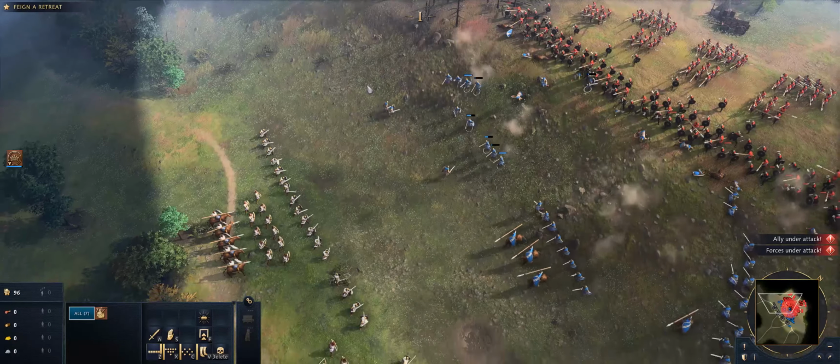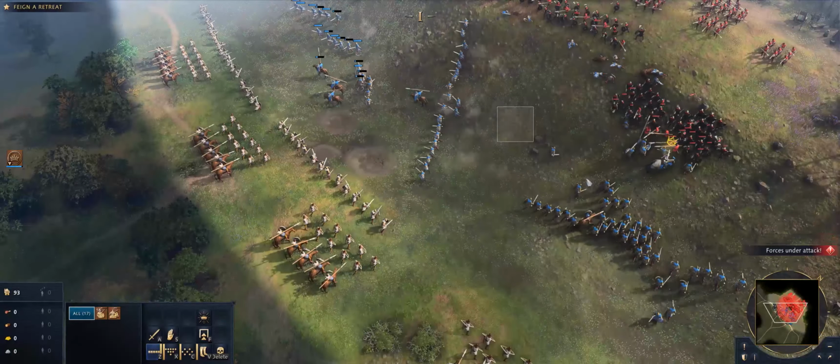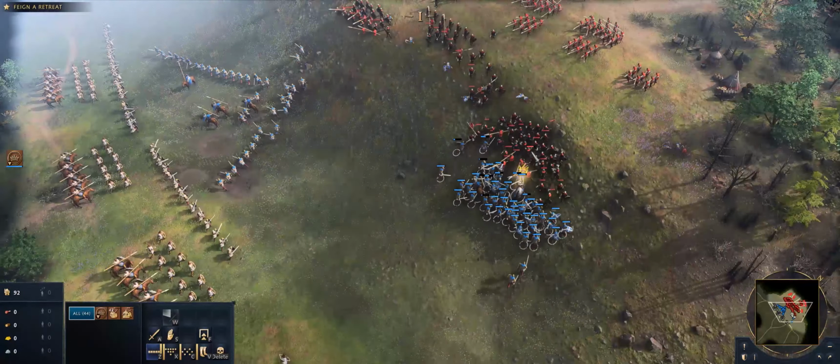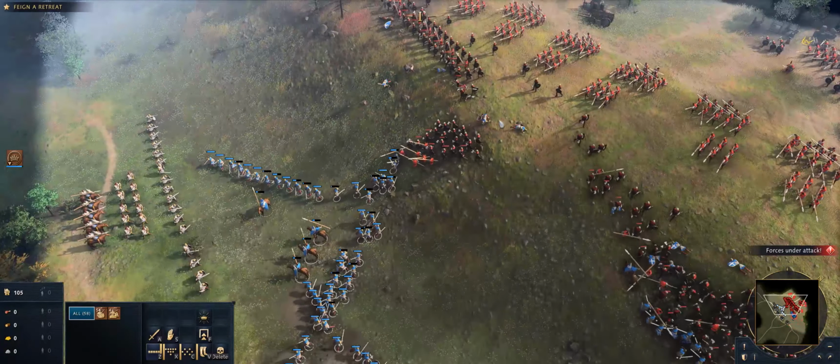William's feigned retreat was working. The Anglo-Saxon army broke their shield wall formation, leaving gaps for William to make a move.